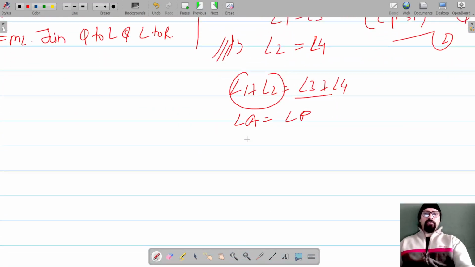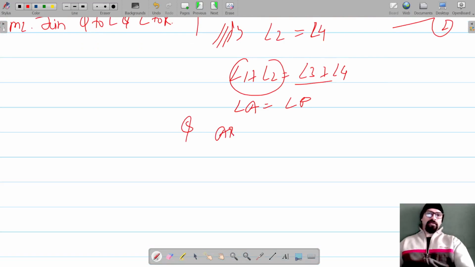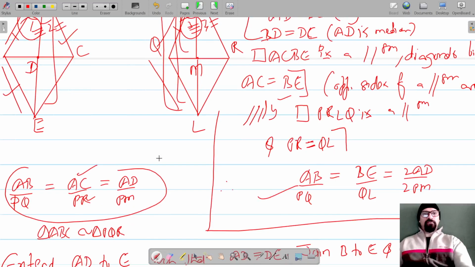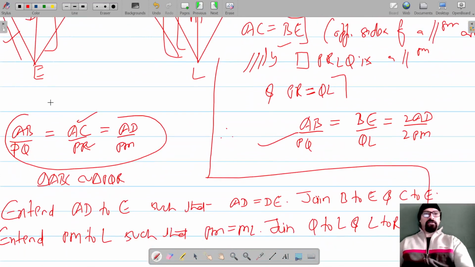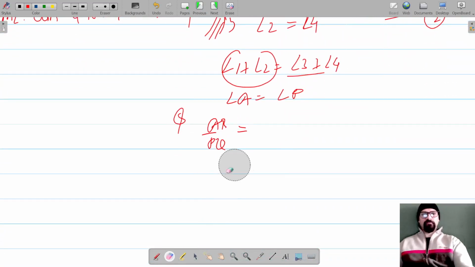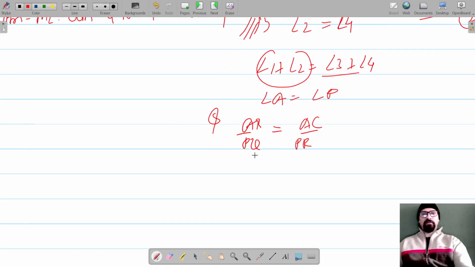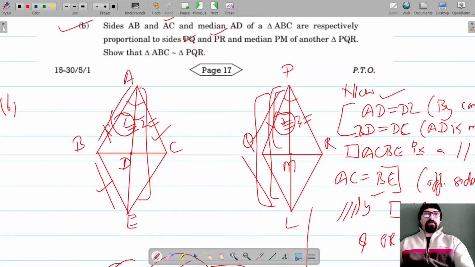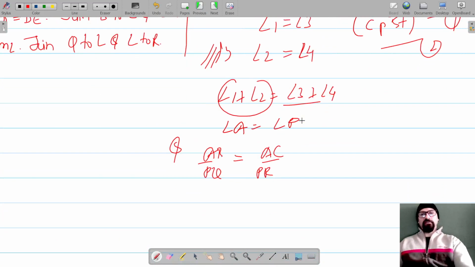Okay, so angle A is equal to angle P, and also AB by PQ is equal to AC by PR. So let's take these two ratios. AB by PQ is equal to AC by PR, and angle A is equal to angle P.